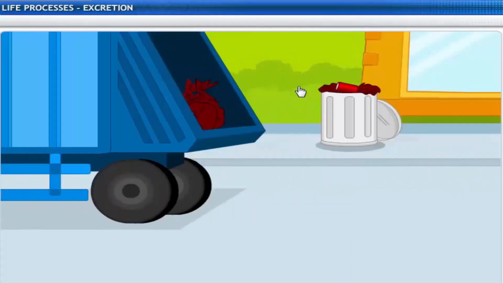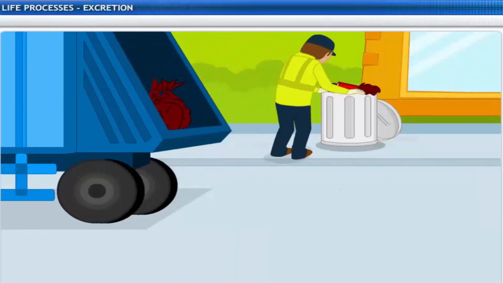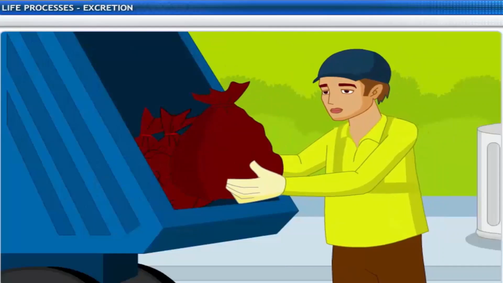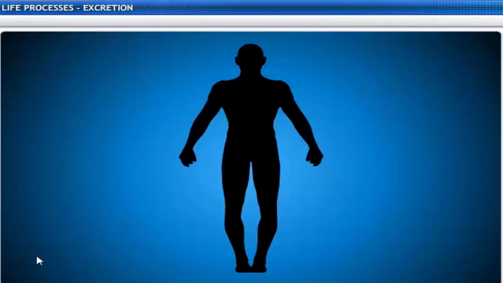All cities have a garbage disposal system in place to maintain clean and hygienic living conditions. Similarly, all living organisms use some kind of a mechanism to eject wastes from their bodies. In this lesson, we will take a closer look at the waste disposal strategies used by various organisms.